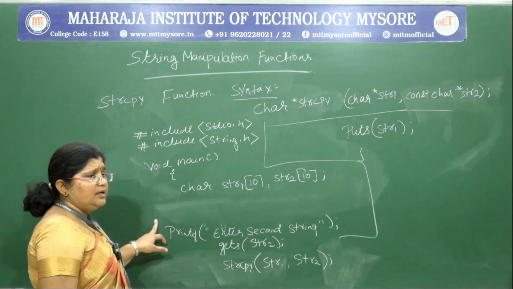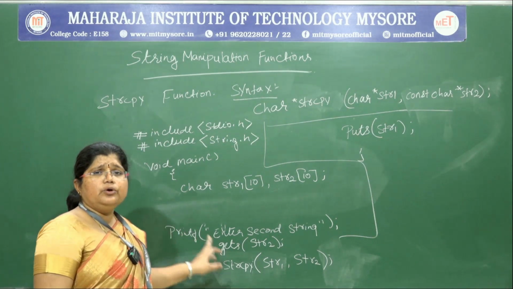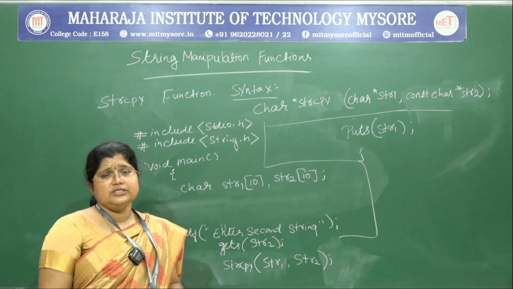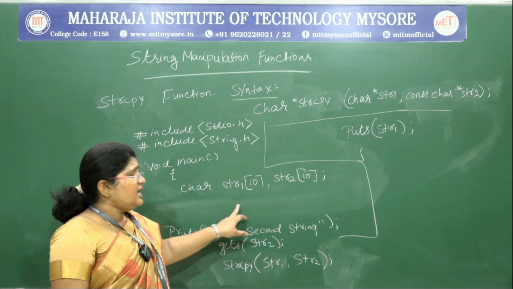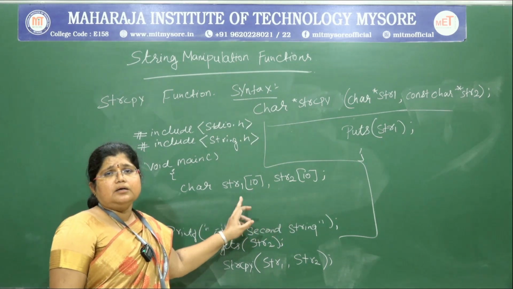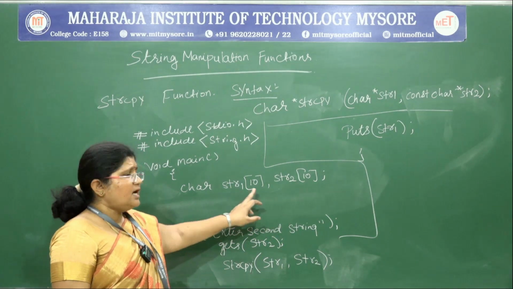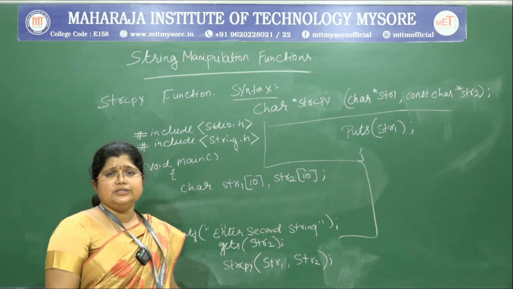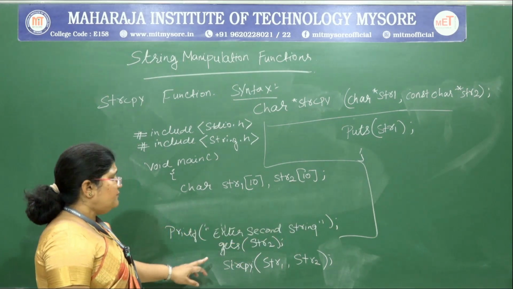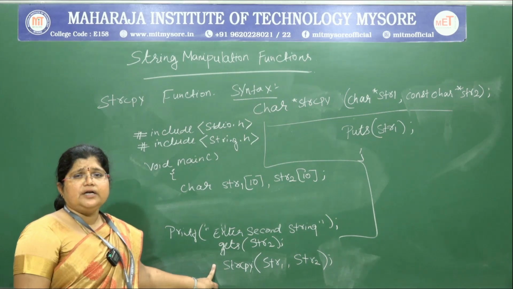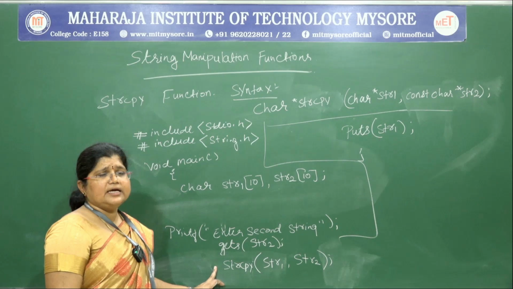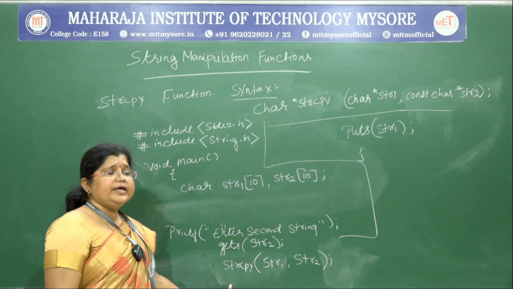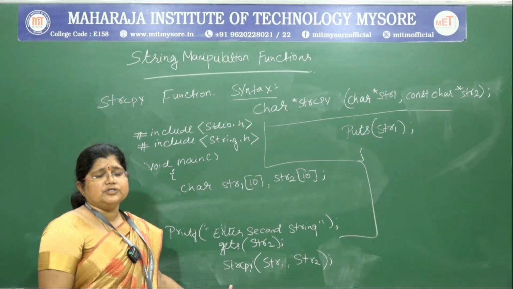In this example we have defined two strings, str1 and str2, with the same size, that is str1 is 10 and str2 is 10. Now with the gets function we enter the second data. After entering the second data we are going to execute the string copy function.